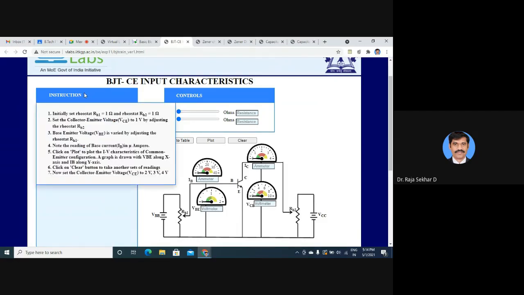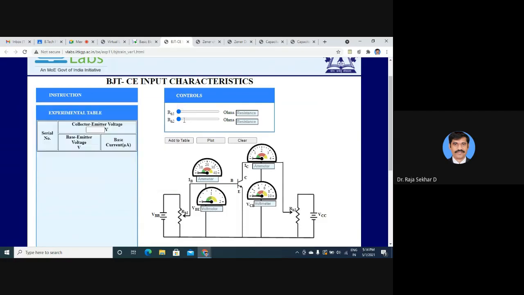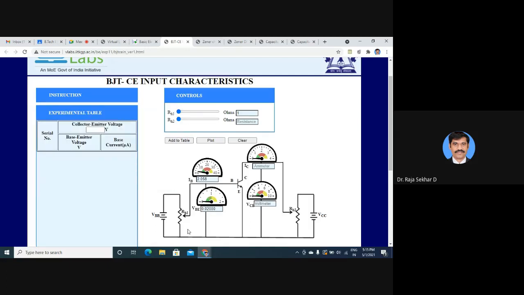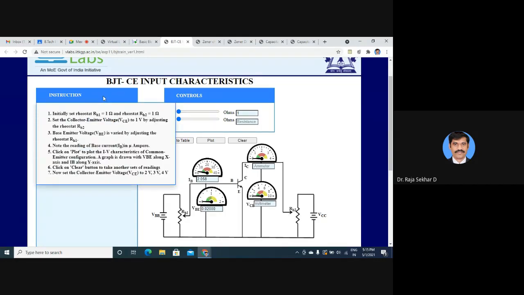See this? Initially set RH1 to 1 ohm. Next, set the collector emitter voltage VCE to 1 volt by adjusting resistor RH2. So this RH1 is to vary the input voltage, and RH2 is to vary the VCE voltage, the collector to emitter voltage. By changing the RH2 resistance, we have to keep VCE at 1 volt.